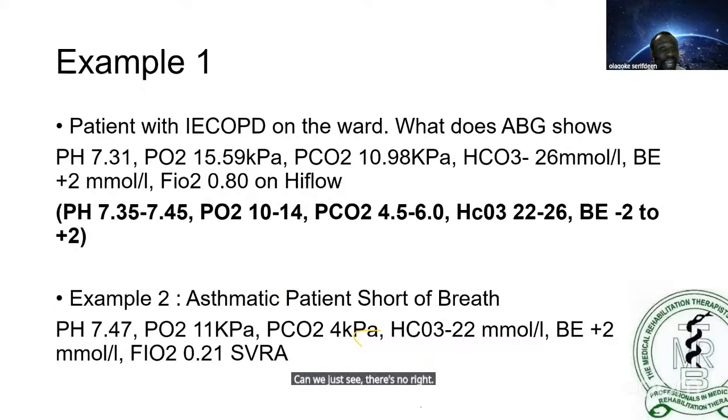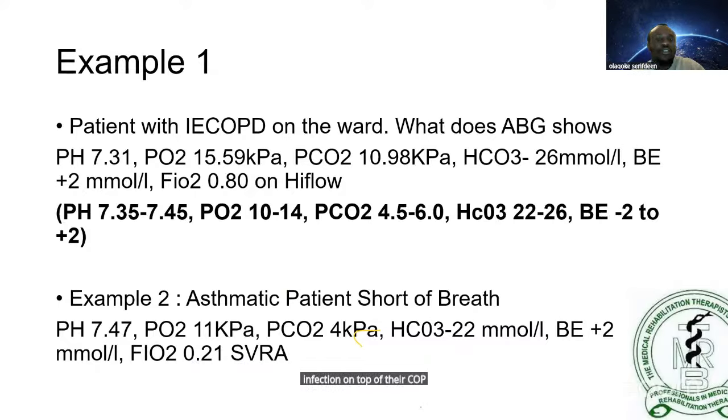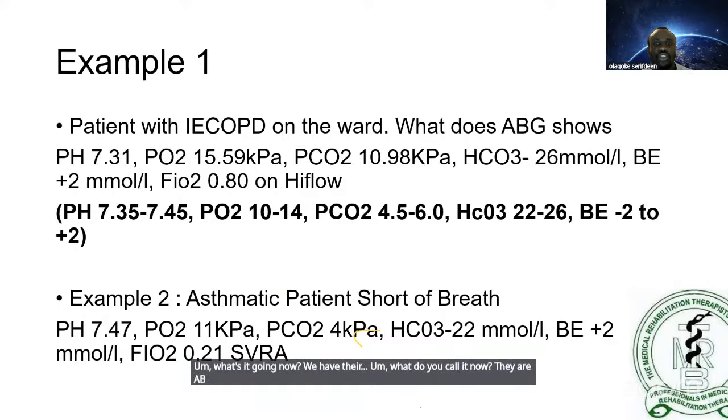I don't even care if you are right or wrong. All I need is participation. What do we think, guys? Just pick some values and relate them to why the patient came into the hospital. We know their background: they have an infective exacerbation, an infection on top of their COPD, and they have been admitted to the ward. And we only have their ABGs, and these are the values. So what do we think?